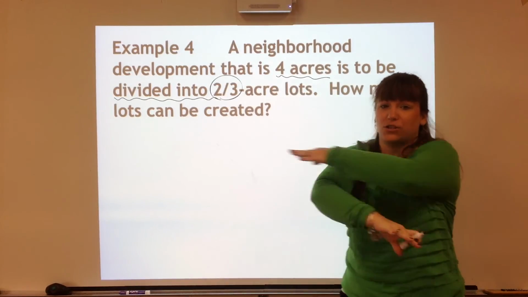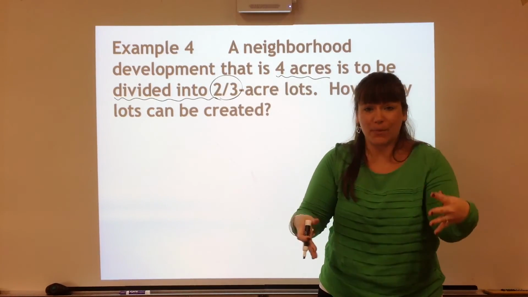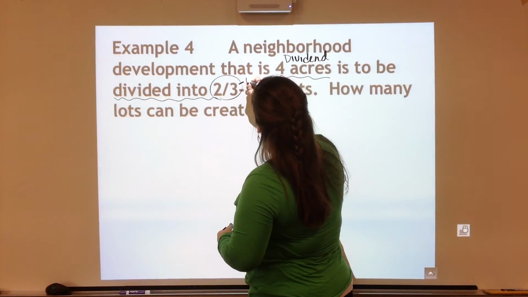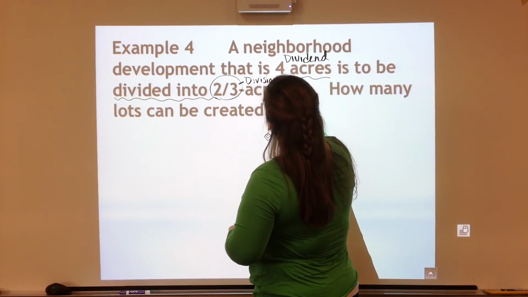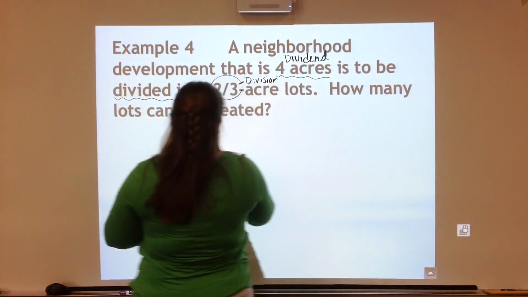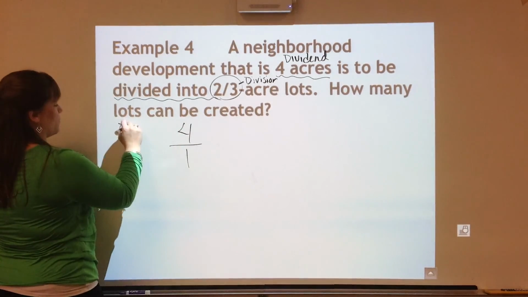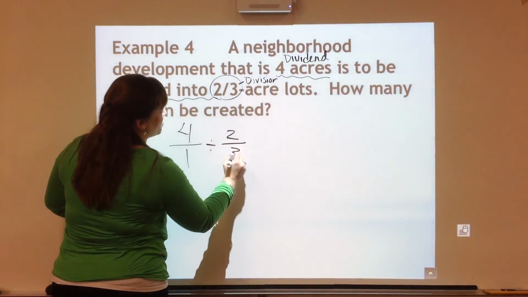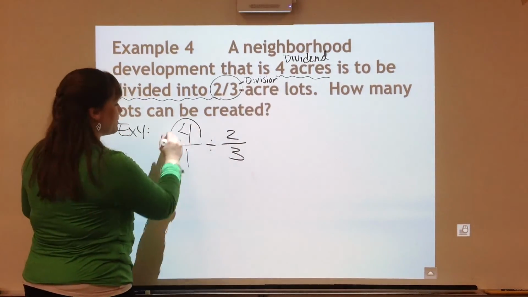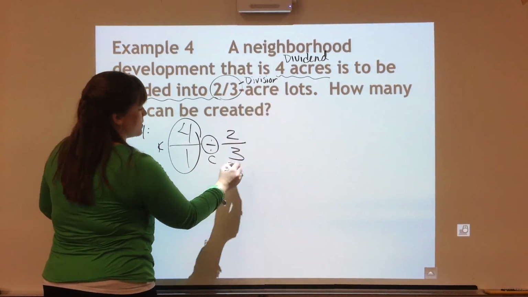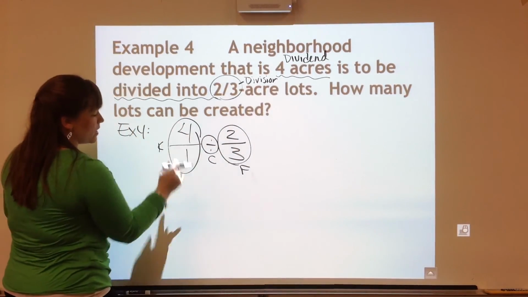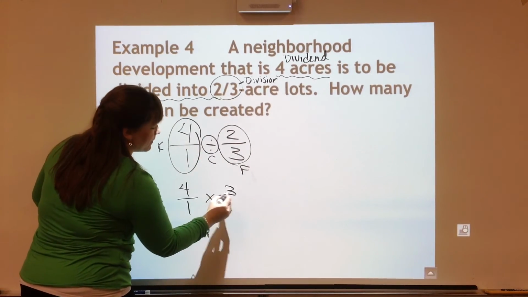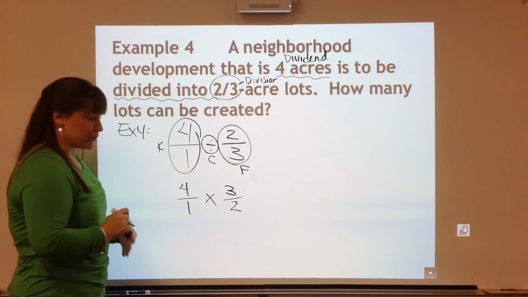So the 4 acres is the total area that they have to split up. That is the dividend. The 2/3 acres is what each piece needs to be. So that's the divisor. So our setup, for example 4, is 4/1 being divided by 2/3. Now we're going to keep, change, flip it. K, C, F. We're going to keep this the same, change that to multiplication, and then flip this to be 3/2.